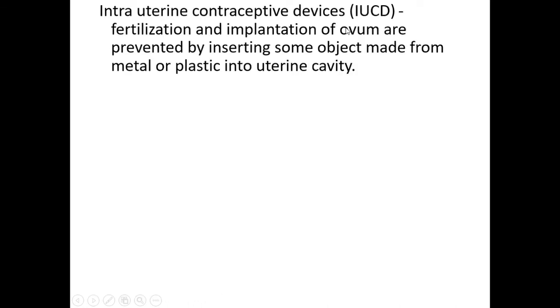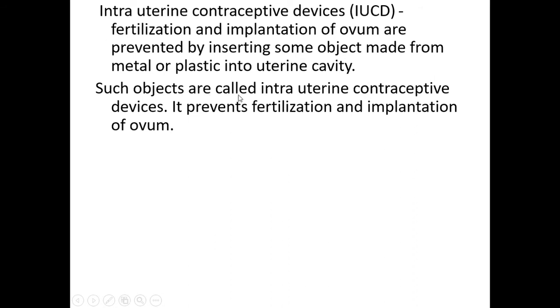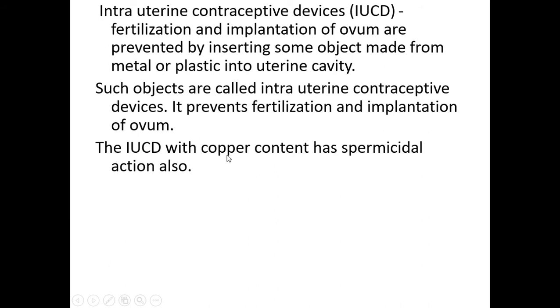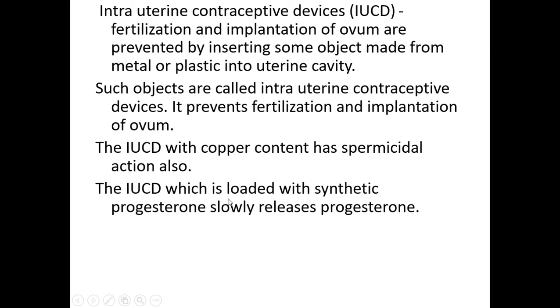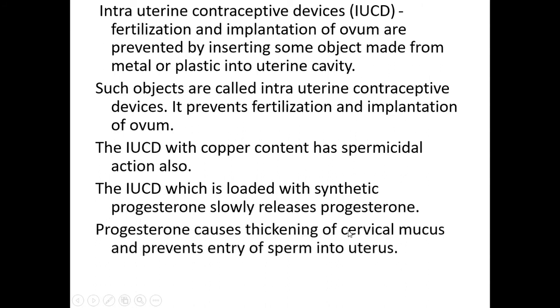Intrauterine contraceptive devices: fertilization and implantation of the ovum are prevented by inserting some object made of metal or plastic into the uterine cavity. Such objects are called intrauterine contraceptive devices. They prevent fertilization and implantation of the ovum. The IUCD with copper content also has spermicidal action. The IUCD loaded with synthetic progesterone slowly releases progesterone. Progesterone causes thickening of cervical mucus and prevents entry of sperm into the uterus.